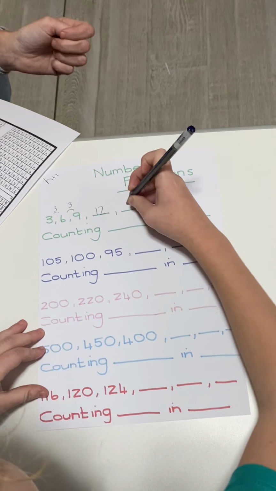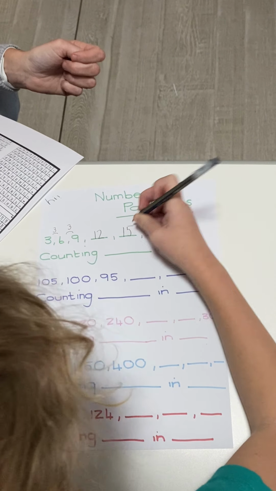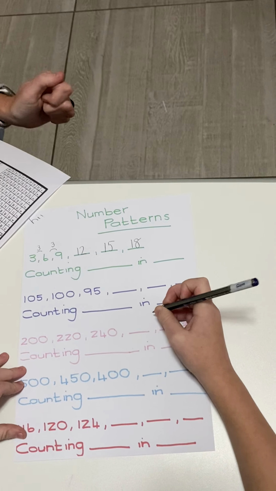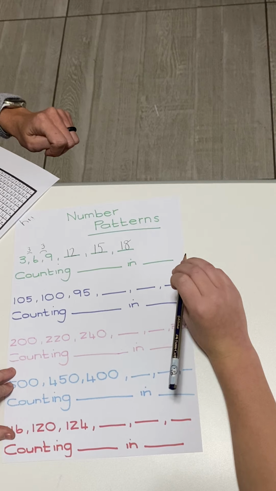12, and then 15. 15, good. Then 18. Good. Okay, and what are you counting, forwards or backwards? Forward. Forwards in 3. Okay.